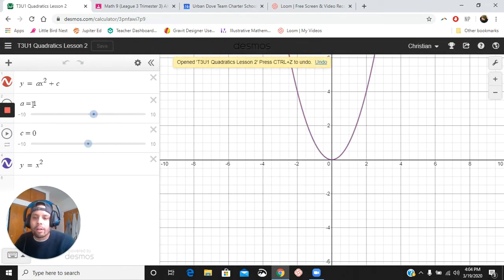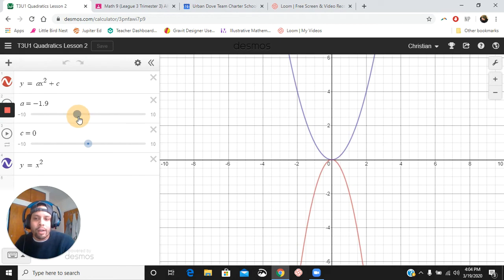Okay, so here we are. We're leaving a as 1, right? So we said when a is 1, we have the standard x squared graph. That's why you don't see two graphs right now. You only see one because they're right on top of one another because a is currently 1. And remember, if we move a, the graph gets thinner or wider. But we're going to leave it at 1 so that we can just simply observe what happens with c.